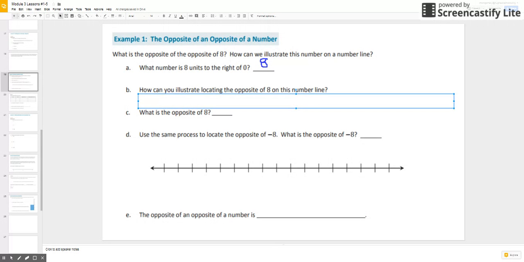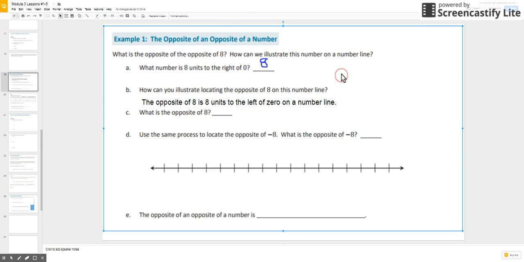So if we think about how to present this, we want to make sure we present this in an appropriate manner. We would simply say that the opposite of 8 is 8 units to the left of 0 on a number line. If we're talking about 8 units to the right of 0, the opposite of 8 is 8 units to the left of 0 on a number line.